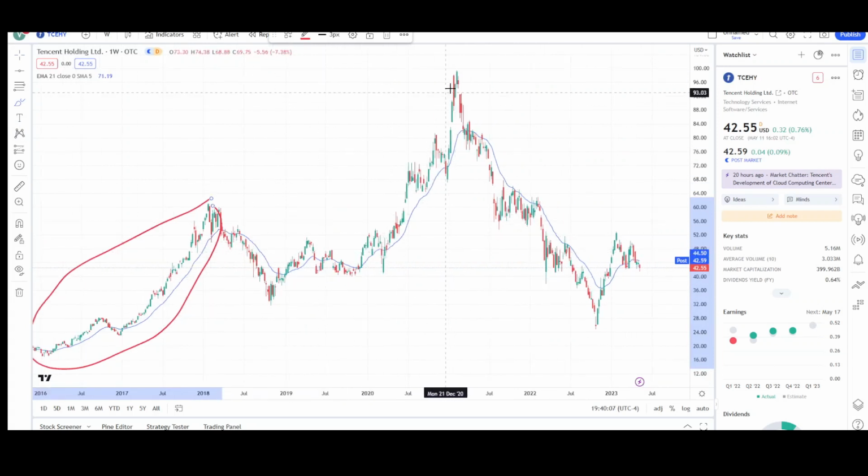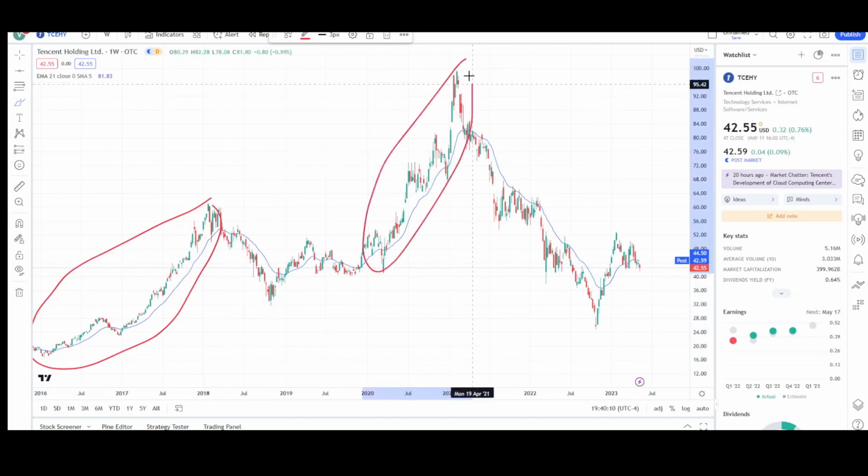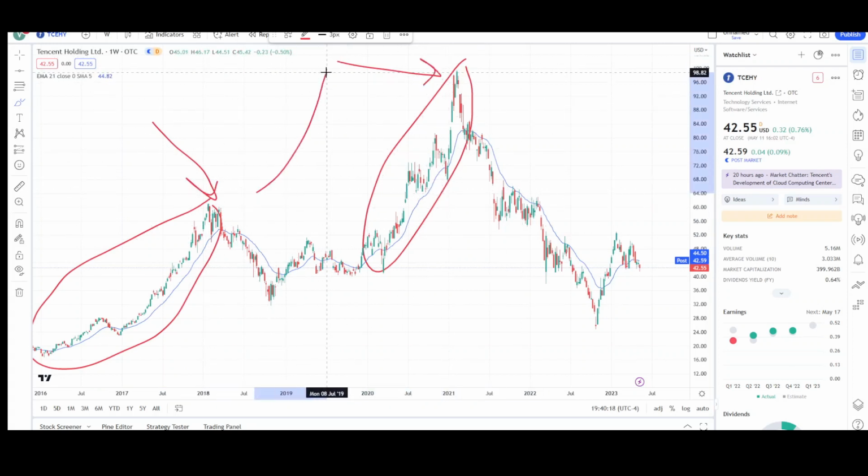So from 2020 to about 2021, there was this huge rise in price, and right near the top is a capitulation, meaning the bulls just give everything they have, and that usually can mark the top.